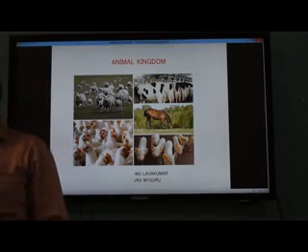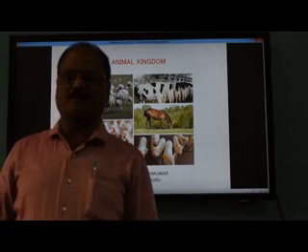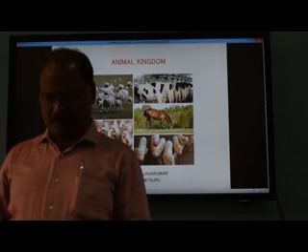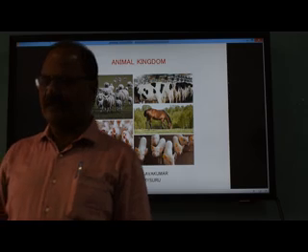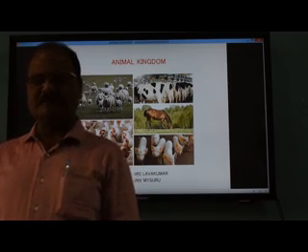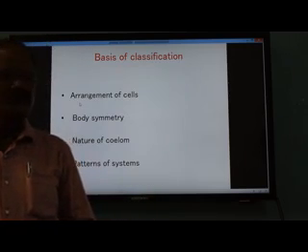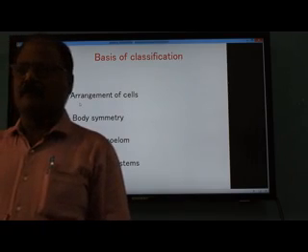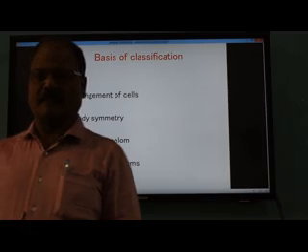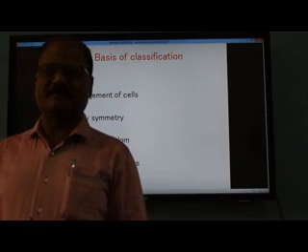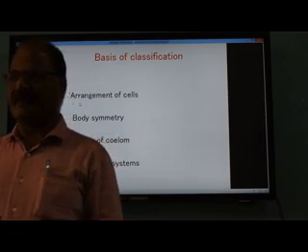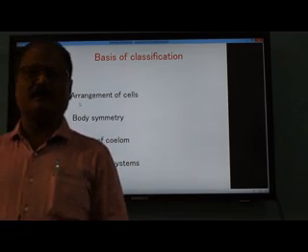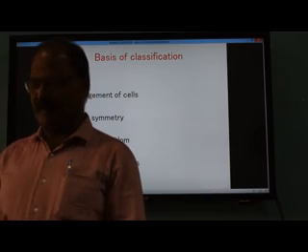Good morning children. Today we are going to discuss 11th class biology, chapter number 4, Animal Kingdom. In this chapter we are going to discuss the different phyla, the characteristic features of the different phyla and how they are classified, one by one.